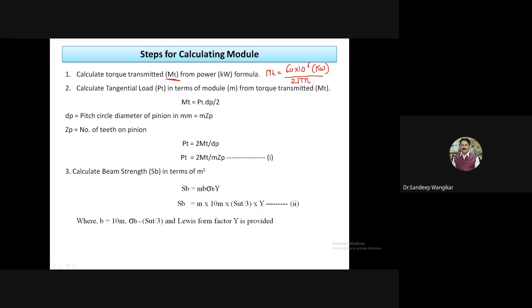Okay, then step number 2: calculate the tangential load in terms of module from the torque transmitted. Now we have the MT value.